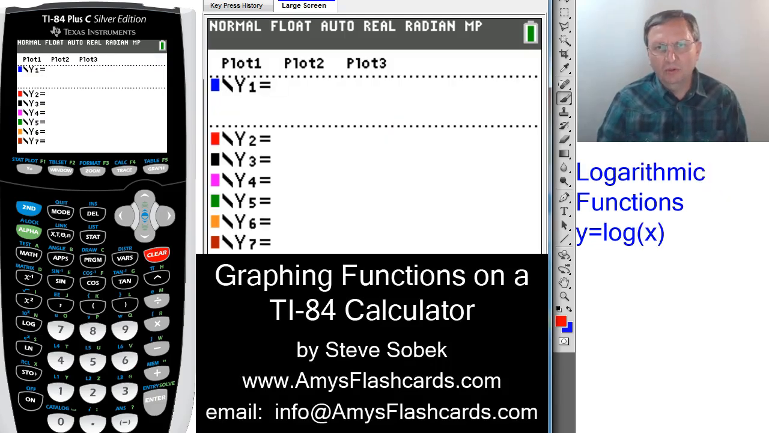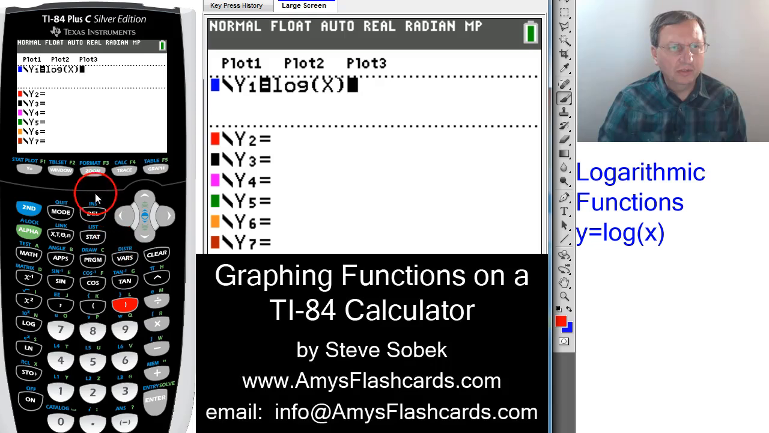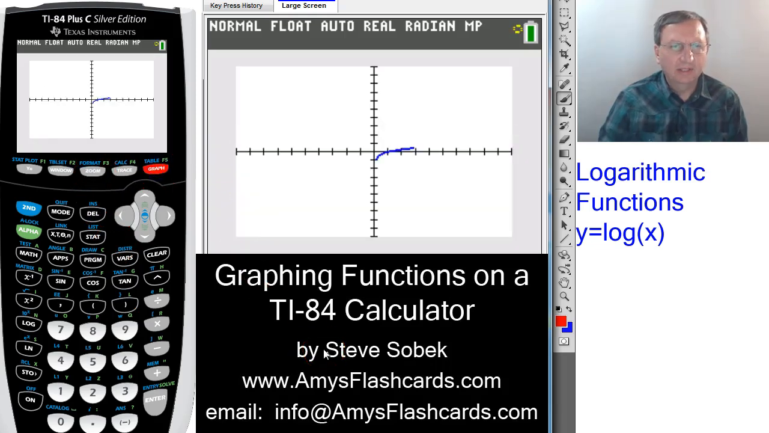Okay, let's say a quick word about logarithmic functions, such as y is equal to the log of x. Let's type that in for y sub 1. Here's your log button. This, of course, is log base 10. And here's x, and we'll close the parenthesis. And do a zoom 6 to get a standard viewing window. I already have one, so I'll just hit the graph button. And this is what is displayed.